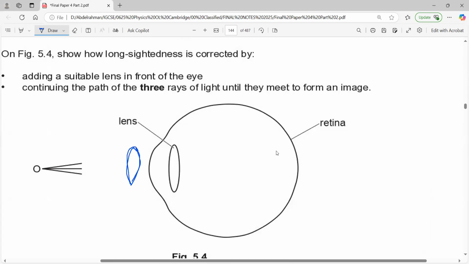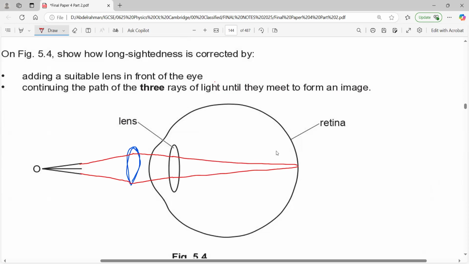Your glasses. What happens? The light is moving through the lens. As they move through the spectacles, what happens? They bend a little. As they bend a little, then they move through your eyes, what happens? They bend even more and they meet on the retina.